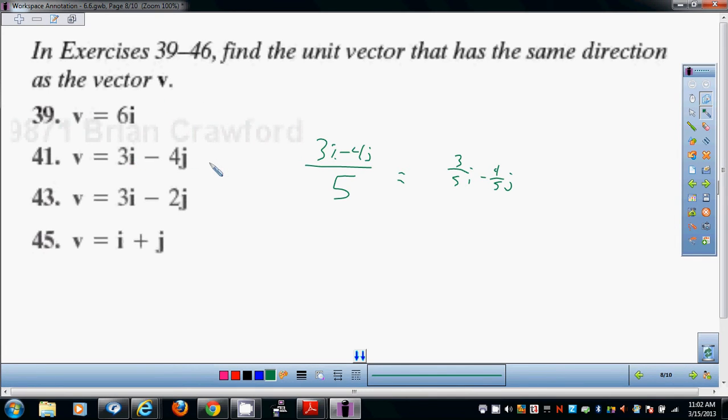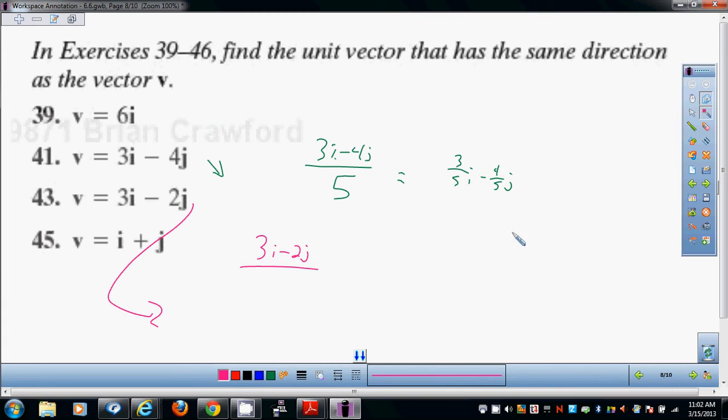Let's look at 43. 3i minus 2j. Somebody calculate my magnitude for me, and then raise your hand. Sure. Thank you. I have a tendency to skip steps, don't I? Magnitude. You take the two parts, put them in the Pythagorean theorem. 9, 4.